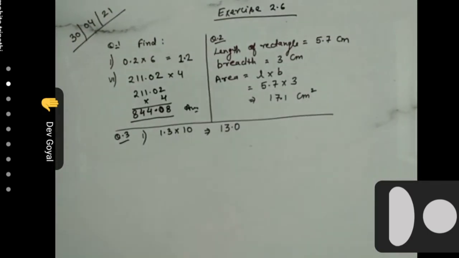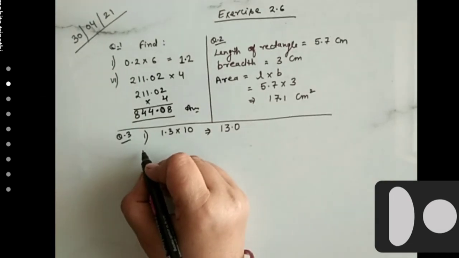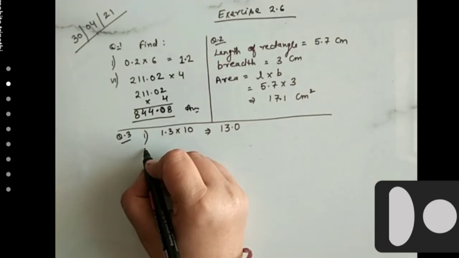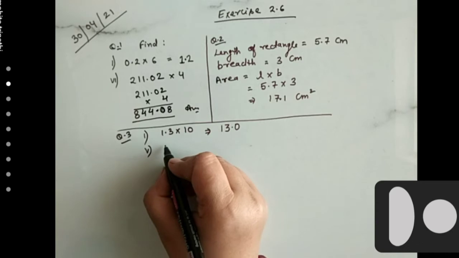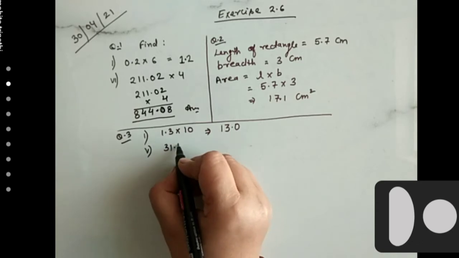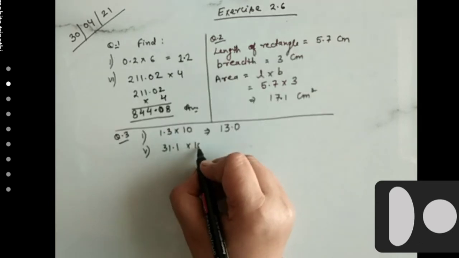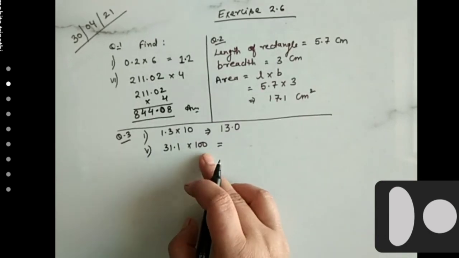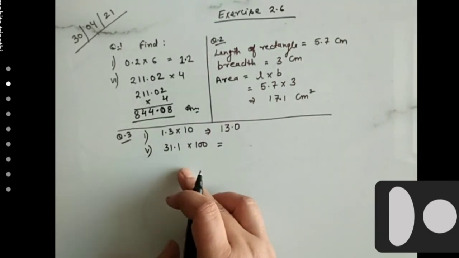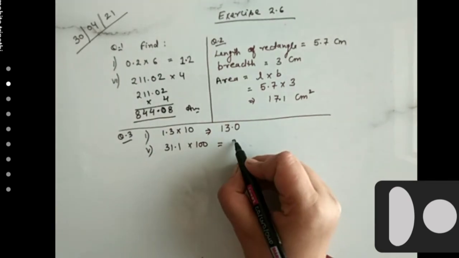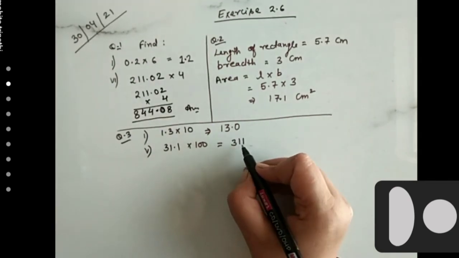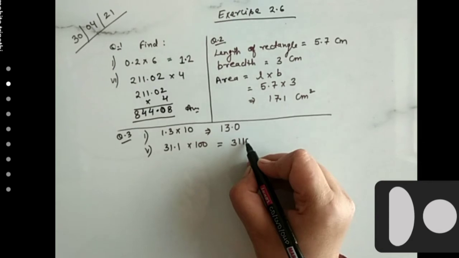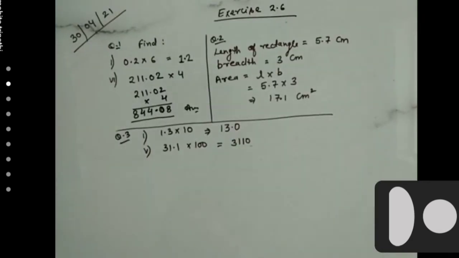Let us see one more example. Fifth part, 31.1. You need to multiply by 100. Now, number of zeros is 2. So the decimal will shift 2 places. So one place is there and for another place there is no digit, so we will add a zero.